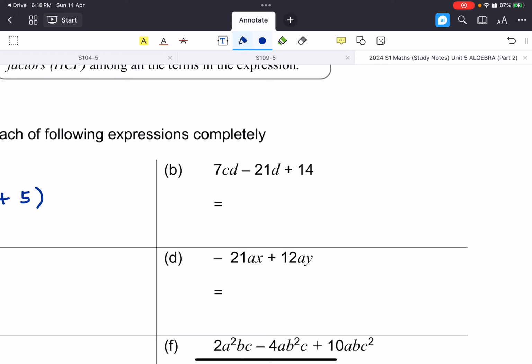In this case, we can see that 7 is a common factor. And then we will have CD minus 3D. Now, of course, these two terms have the letter D as common, but because we are trying to factorize all three terms, the 14 here becomes a 2 here and it doesn't have a D. So that will be the simplest form.